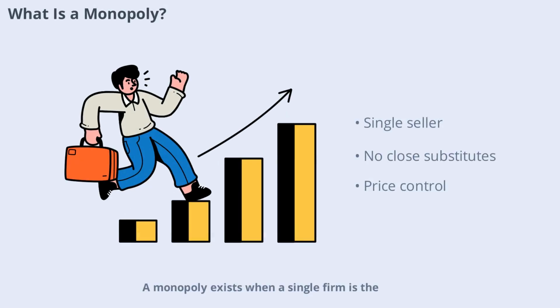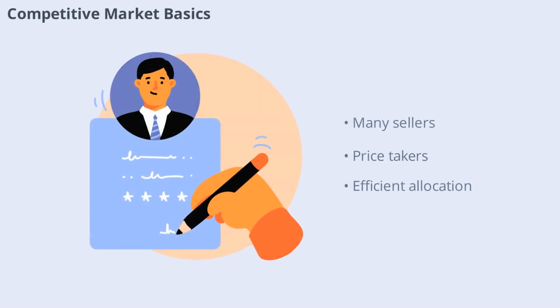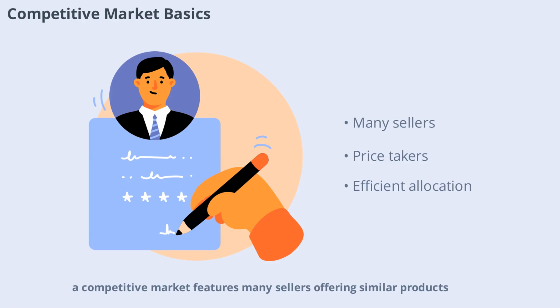A monopoly exists when a single firm is the sole producer of a product with no close substitutes. This firm has significant control over the market price, unlike firms in competitive markets. Monopolies can arise due to barriers to entry, such as patents, resource ownership, or government regulation. This unique position allows the monopolist to set prices higher than in competitive markets, impacting both consumers and overall market efficiency.